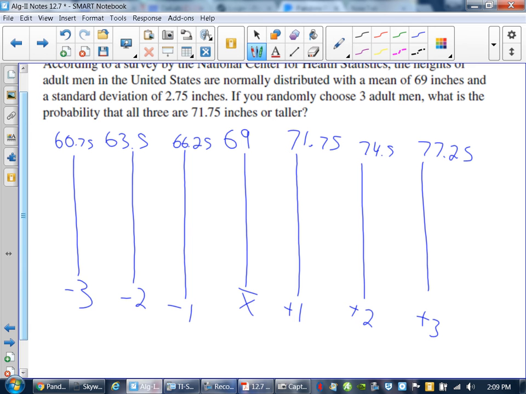Then that one's right though. Yeah, that should be right. Oh, whoops. I meant to say 66.